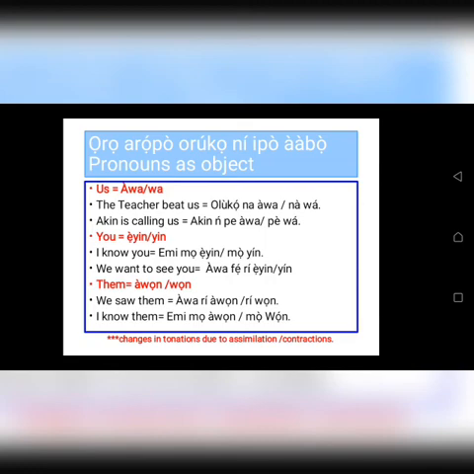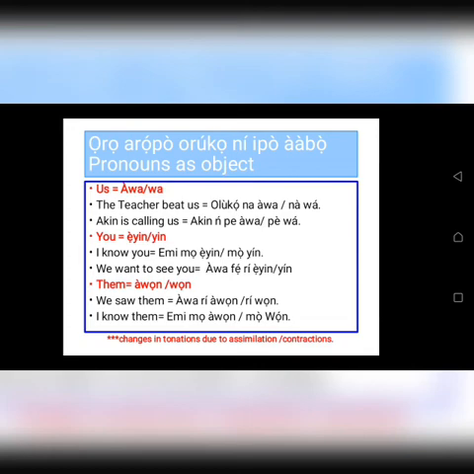We saw them. Àwa rí àwọn. We, meaning àwa. Saw, rí, that's past tense of see. Àwọn means them. Àwa rí àwọn or a rí wọn. I know them. Èmi mọ àwọn or èmi mọ̀ wọ́n. It's the same thing. I, èmi. Know, mọ̀. Them, àwọn. Èmi mọ àwọn or mo mọ̀ wọ́n.